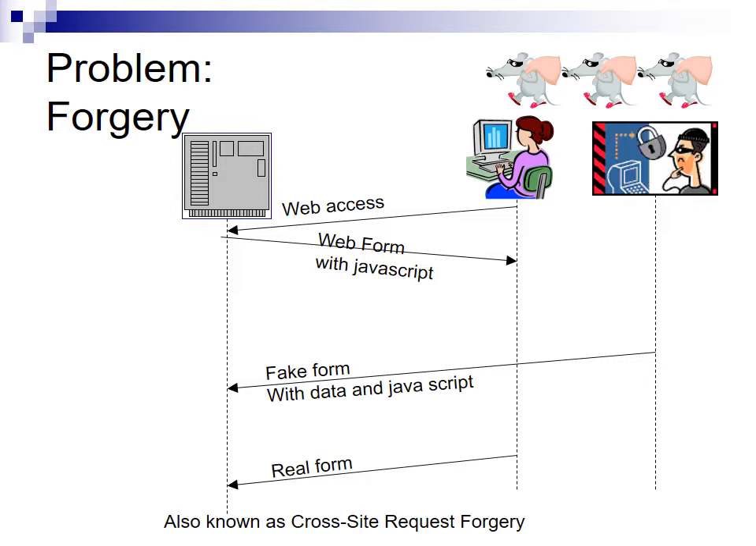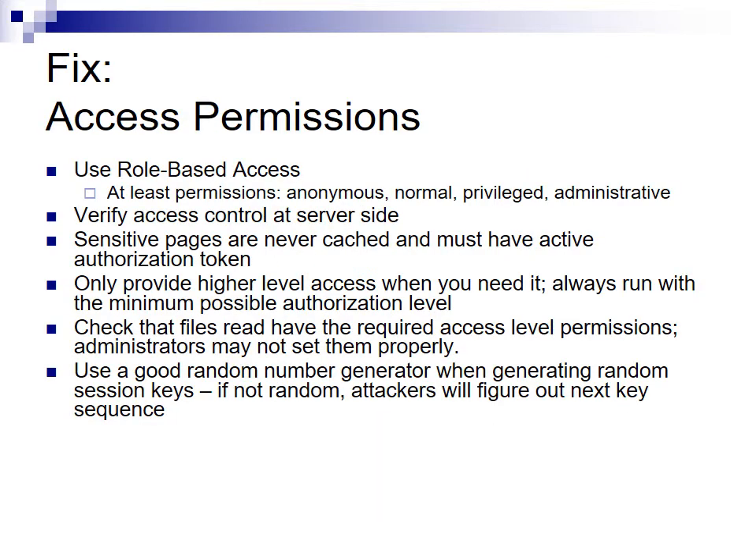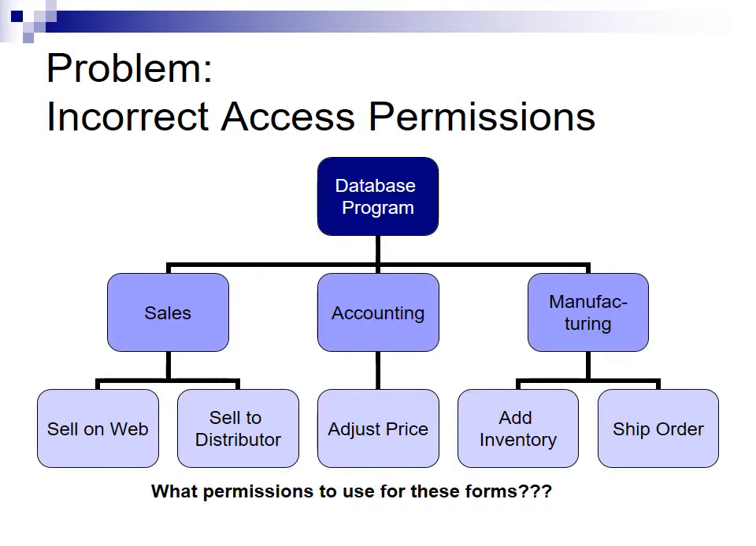Then we have forgery, where some person deliberately tries to forge requests. For example, improper access control, where the authentication is not correct. The fix is access permissions. With user-based access we can give a user the minimum access, or verify access control on the server side, or keep sensitive pages that are never cached and must have an active authentication token, like 10 minutes, 5 minutes, just create a security tunnel and keep a token. Like that we keep on fixing it.